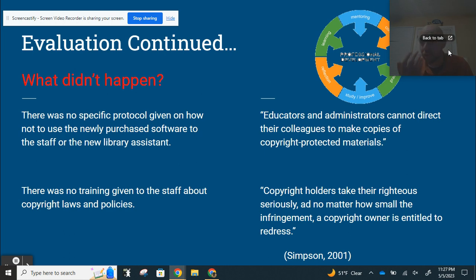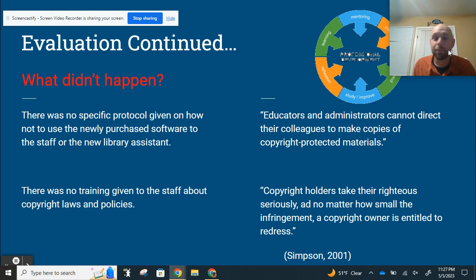So next, to keep my evaluation of this case study going, we have to ask ourselves what didn't happen. So, from my perspective, there was no specific protocol given on how to use the newly purchased software to the staff or the new librarian assistant.